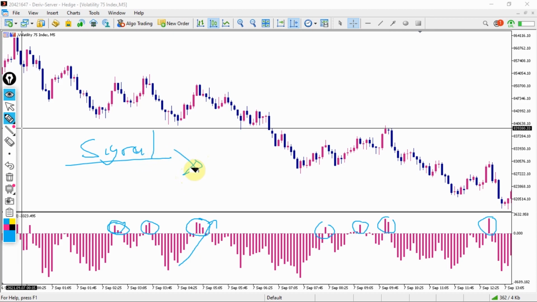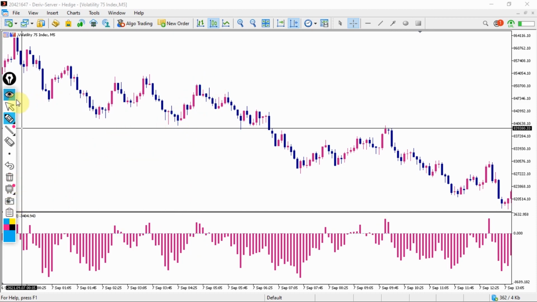What I can say is that you shouldn't be using it only for entries, just saying that you see this spike or you see this spike, so you decide to sell here. No, you should only sell after you see this histogram and also another confirmation. So you can add the confirmation that I'm always teaching you guys, like understanding the flow of the market.